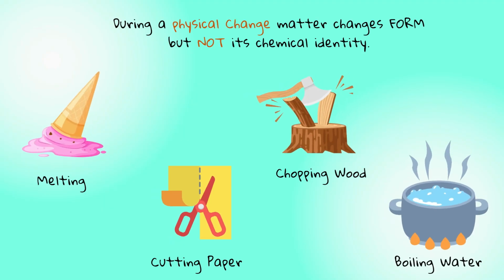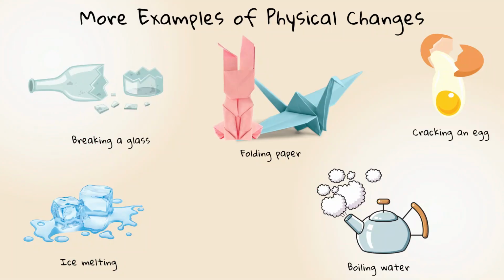During a physical change, matter changes form but not its chemical identity. Here are some examples of physical changes: melting, chopping wood, cutting paper, boiling water. Here are some more examples of physical changes: breaking a glass, folding paper, cracking an egg, ice melting, and boiling water.